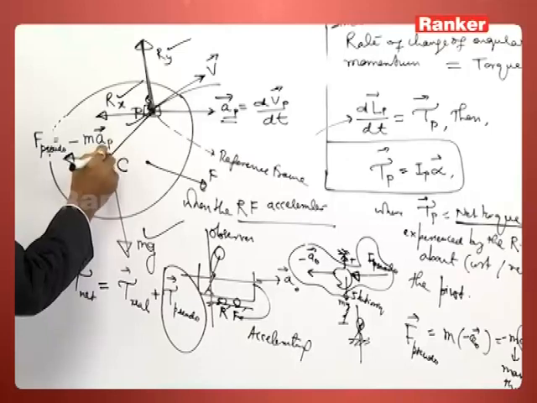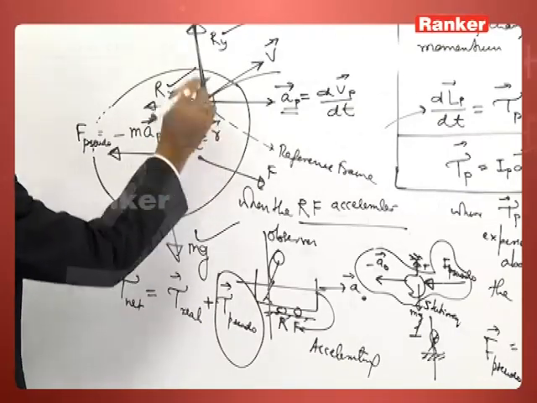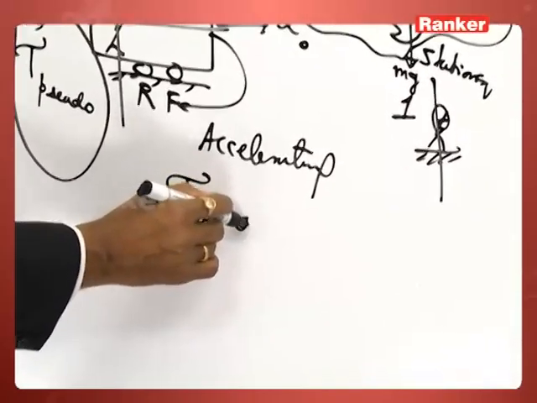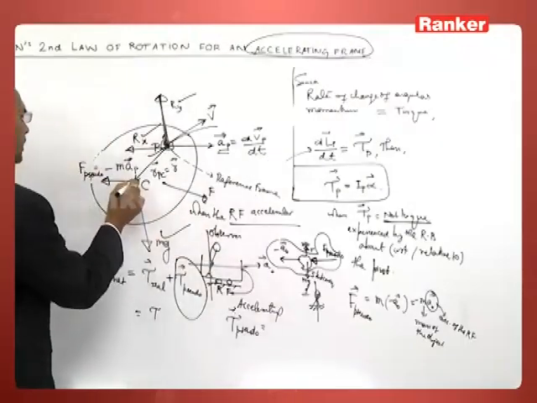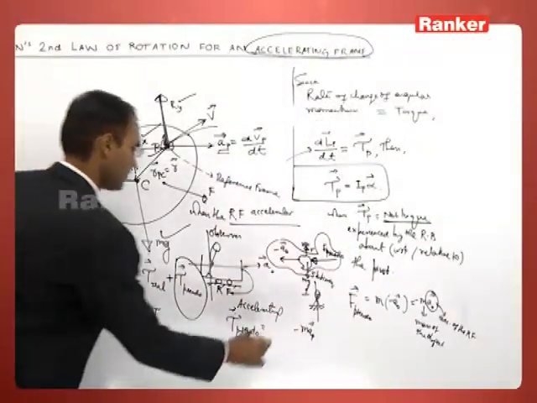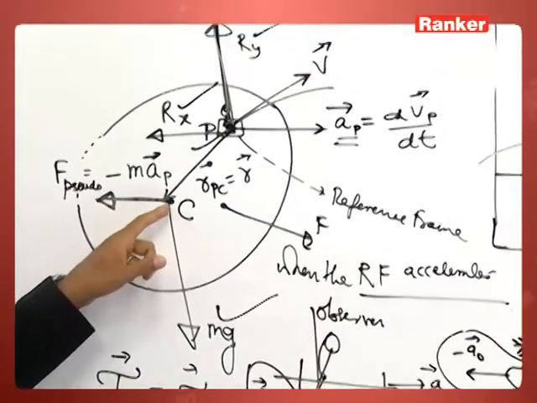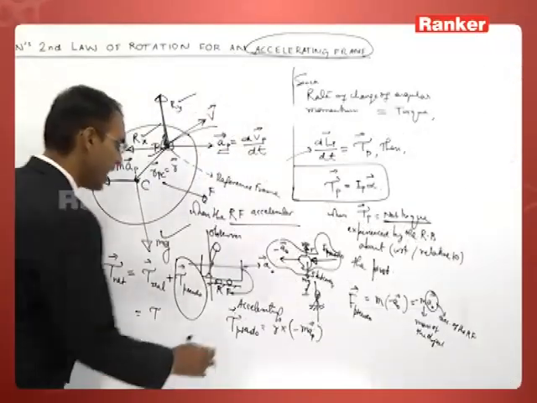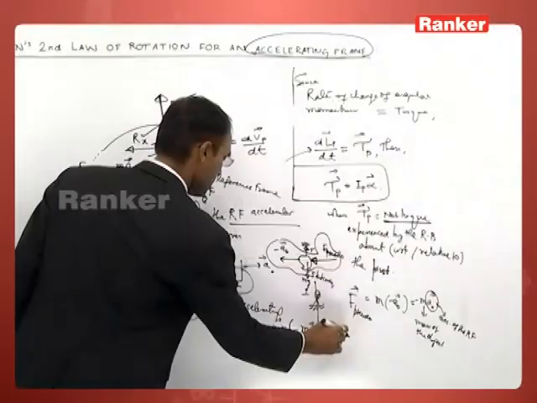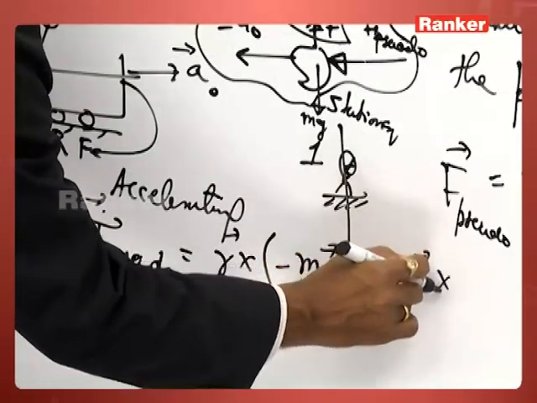And the torque of the pseudo force can be given as the position vector of the center of mass with respect to the pivot, that is assumed as R. Therefore, the pseudo torque is equal to the torque due to the pseudo force, that is minus m AP, R cross the position vector of the point of application of the pseudo force with respect to the pivot, that is R, cross the pseudo force, that is minus M AP, or you can just write minus R cross MAP.